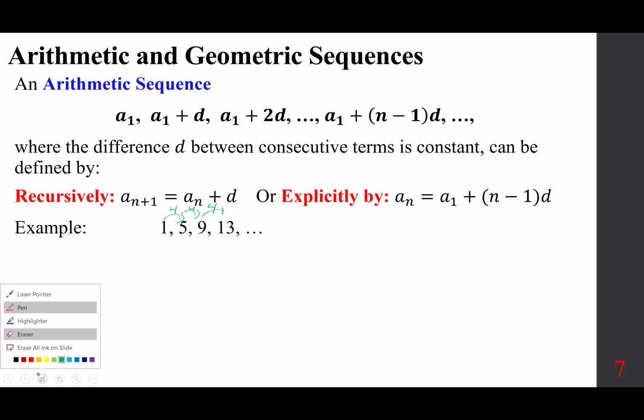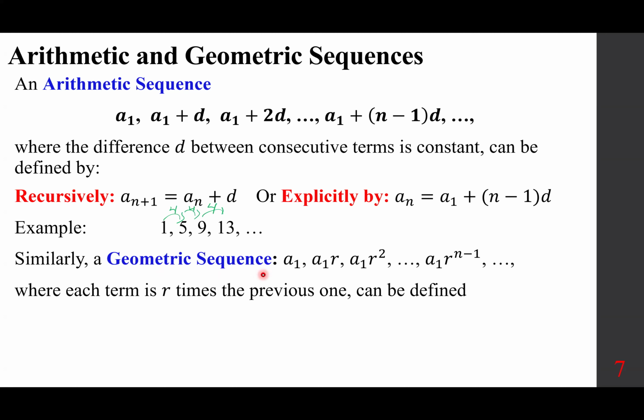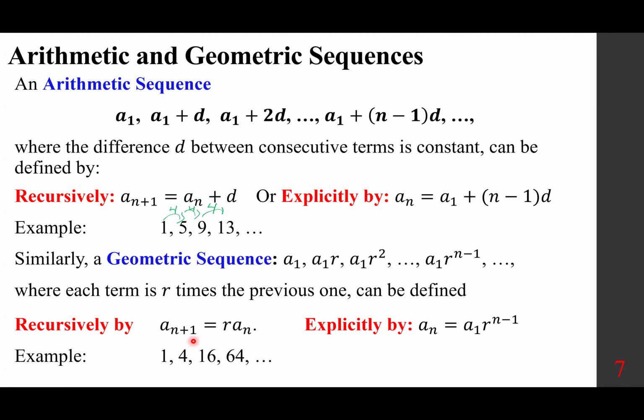So there's a constant. And that's actually the proof, because you're adding a constant. Similarly, a geometric sequence, a sub 1 times r, a sub 1 r squared, and all the way to a sub 1 r to the power of n minus 1, where each term is r times the previous one, can be defined recursively by a sub n plus 1 is r times a sub n, explicitly by a sub n equals a sub 1 r to the power of n minus 1.